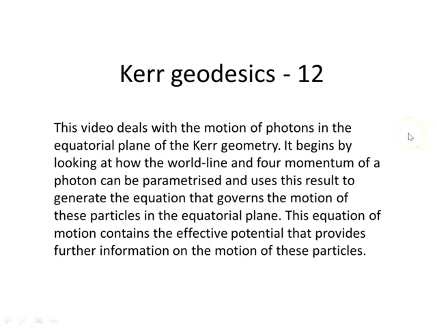This video deals with the motion of photons in the equatorial plane of the Kerr geometry. It begins by looking at how the world line and four-momentum of a photon can be parametrized and uses this result to generate the equation that governs the motion of these particles in the equatorial plane. This equation of motion contains the effective potential that provides further information on the motion of these particles.